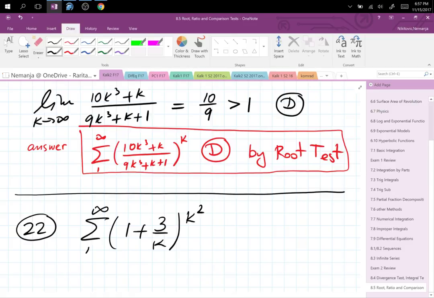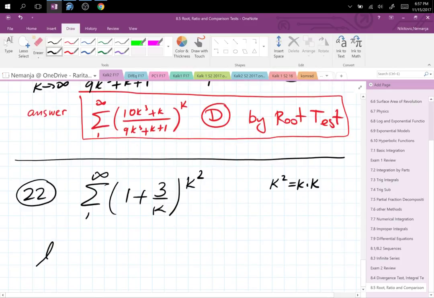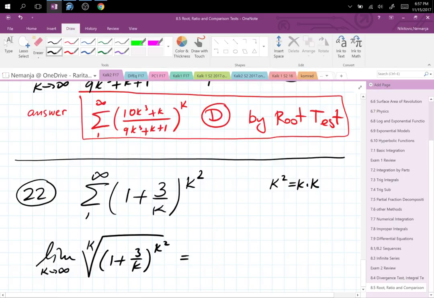Now, I hope you understand that k squared is k times k. Put that back. Maybe cancel it out. So one k will die, but one stays. Once you apply the limit, k goes to infinity, and you take the kth root of 1 plus 3 over k to the k squared. One k dies, one stays, so you are left with 1 plus 3 over k to the k.